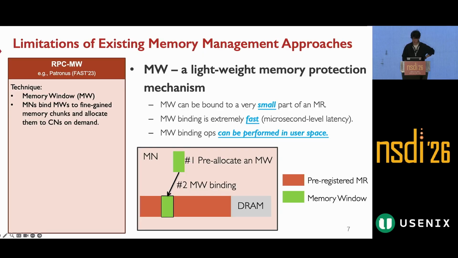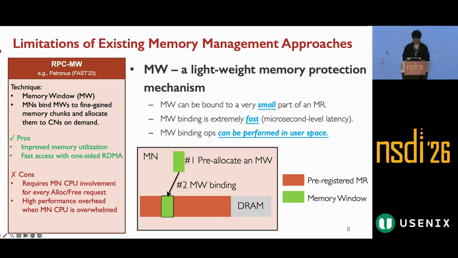Systems like Petronas use this approach, where compute nodes send memory allocation requests to the memory node using RPC, and the memory node performs memory window binding on demand to serve each request. RPC memory window can improve memory utilization because it's fine-grained allocation, and the memory access is still fast using one-sided RDMA. However, since every allocation and deallocation request requires an RPC, which will involve the memory node CPU, and the memory node CPU is weak, when it gets overwhelmed, performance degrades severely.